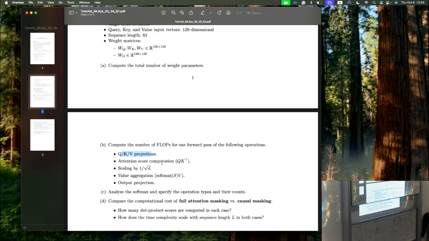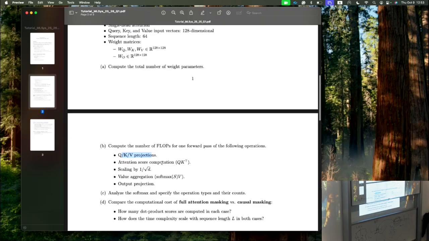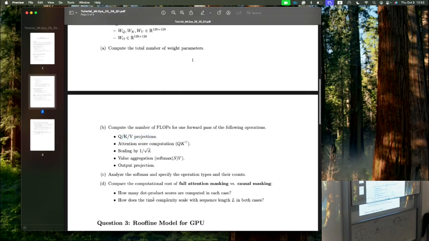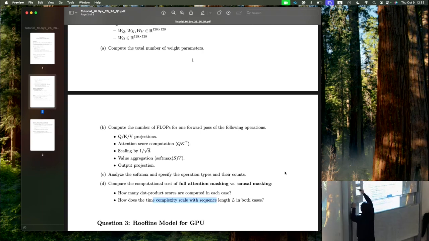The output projection, and the computational cost of full attention versus masking. Okay, the full attention. If you look at, I have an attention mask slide, right? So in full attention, you basically have... okay, that doesn't work. None of them works. Let me just put up my slide.